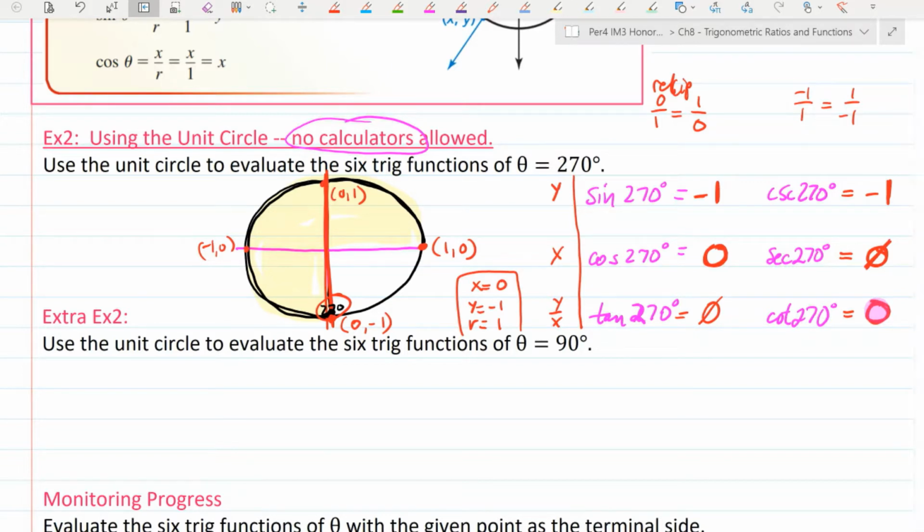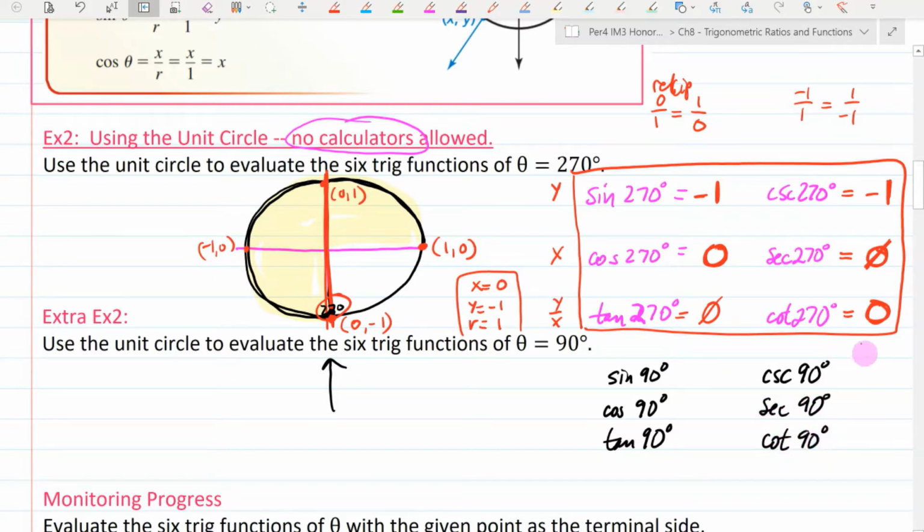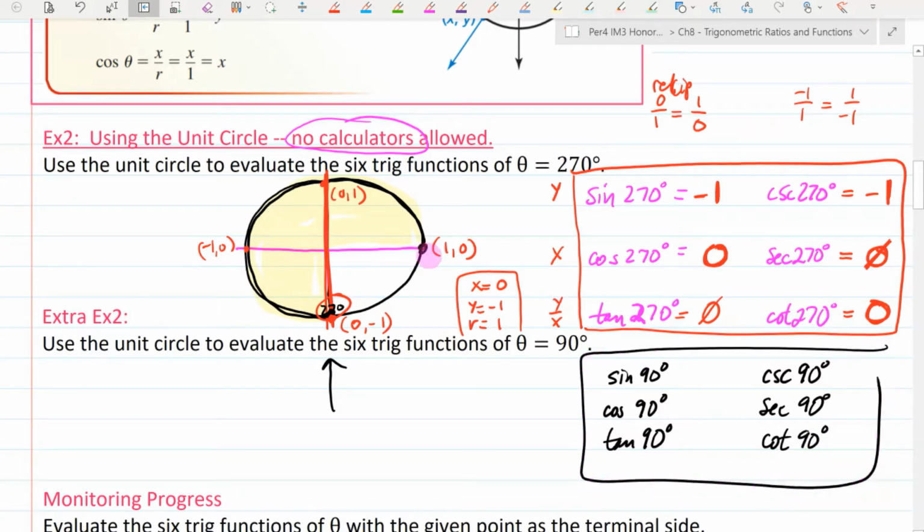All right. So you guys try the next one. It's the same thing. We already have a picture drawn up here, so you don't even have to redraw the picture or anything. Sine, cosine, tangent of 90, cosecant, secant, and cotangent. So just so you know, if you're on one of these, the x or the y-axis, your answers are going to be 1s, -1s, 0s, or undefined.